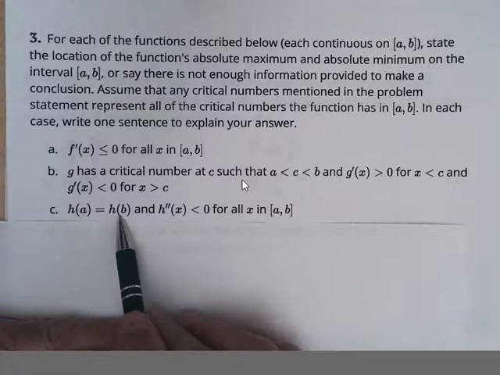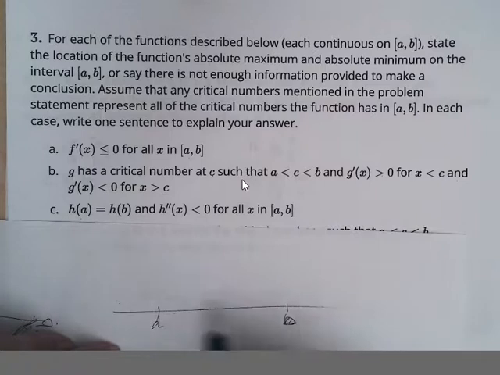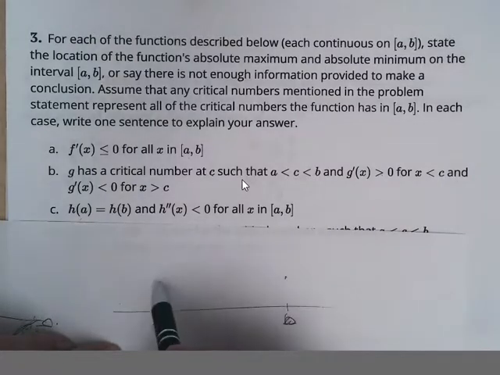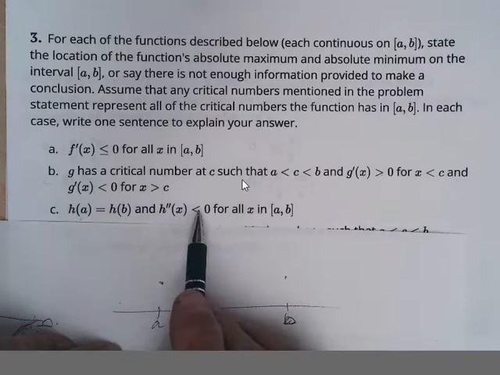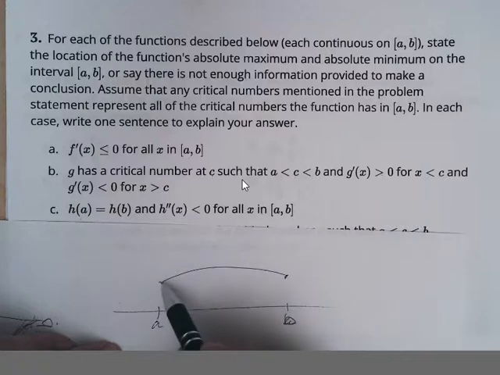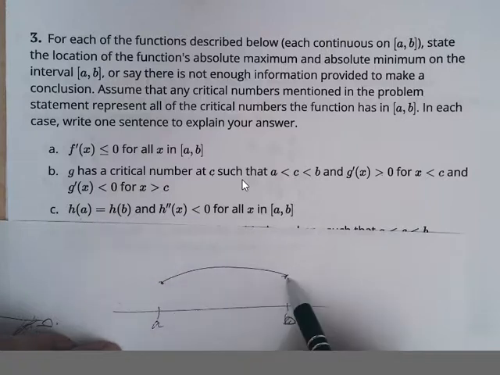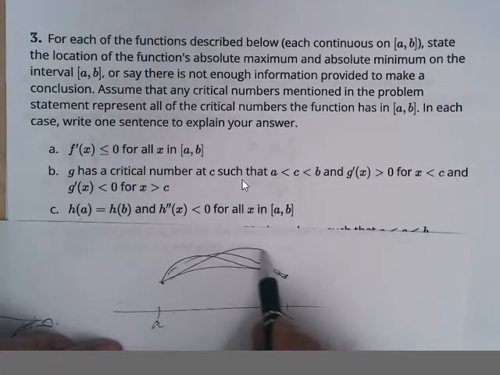H of A equals H of B. So the beginning of the interval and the end of the interval are at the same height. And it's concave down for every place in between. The only way to get from there to there and be concave down is something like this. Now, it might be steeper at the beginning and less concave down at the end, or it might be this way.